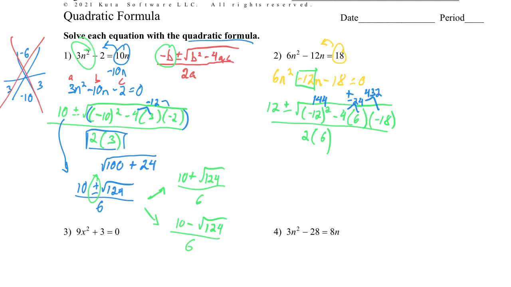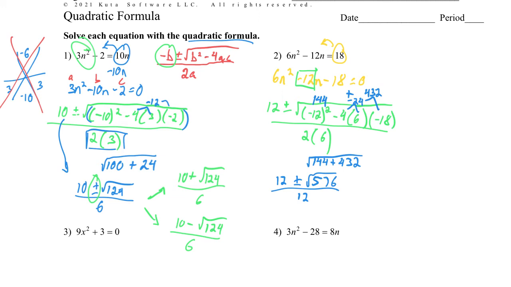All right, so we have 144 plus 432. I'll write this down here. So that's what's inside the square root. And if we go ahead and add those together, we're going to come out with 576. Bring down the plus or minus, bring down the 12, and we have 12 on the bottom from 2 times 6.